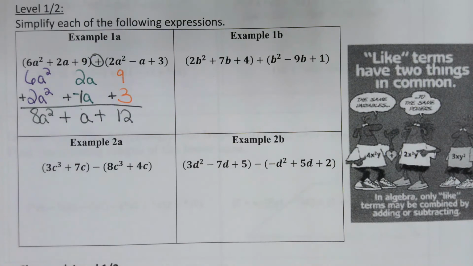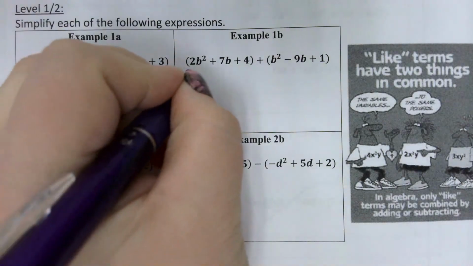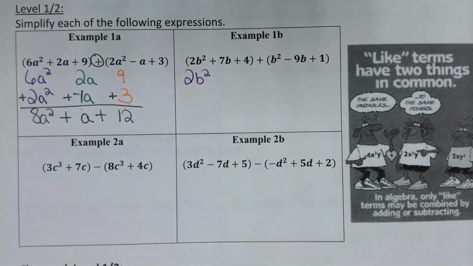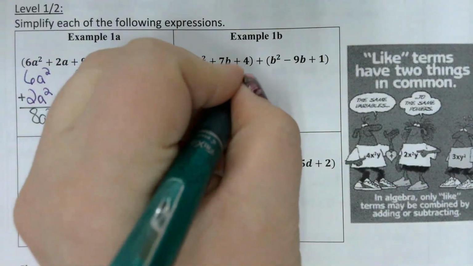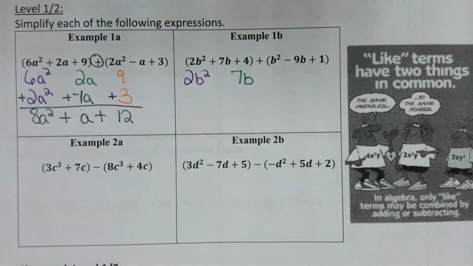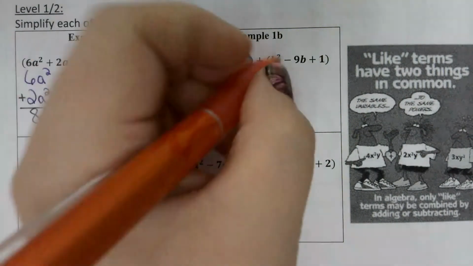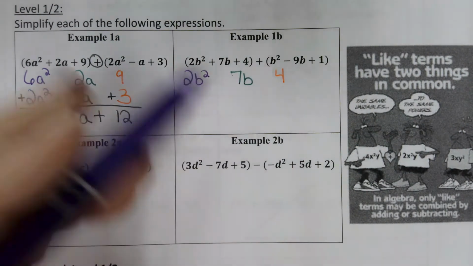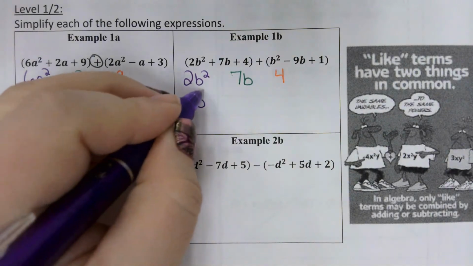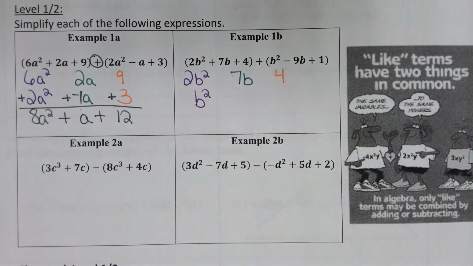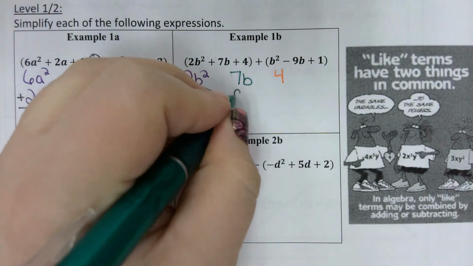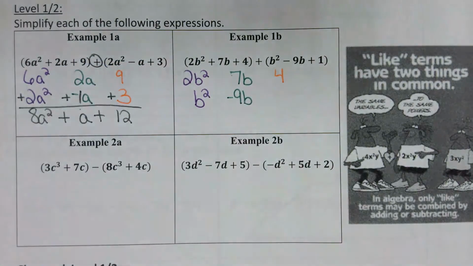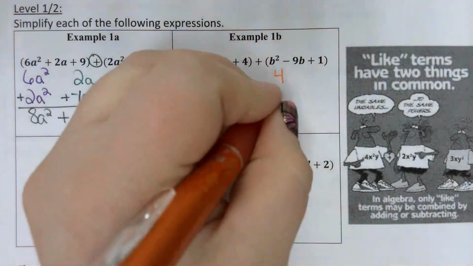Example 1b, we have 2b squared, 7b, and then 4. In the next polynomial, we have a b squared, so it'll go underneath our b squared term. Negative 9b will go underneath our b term. And then 1 will go underneath the 4.